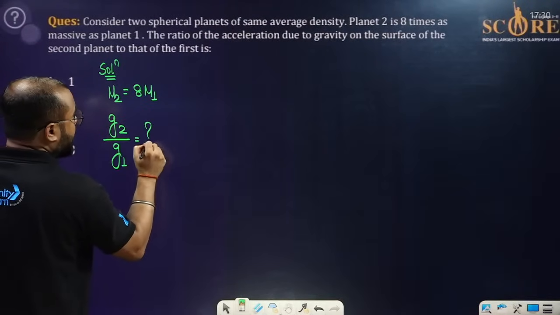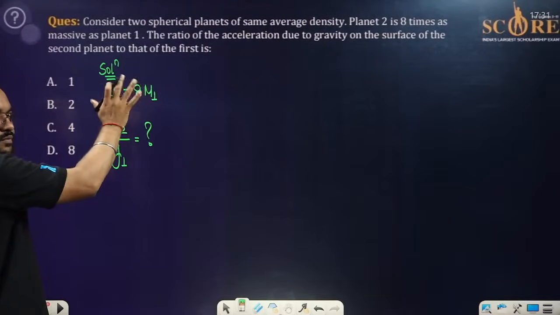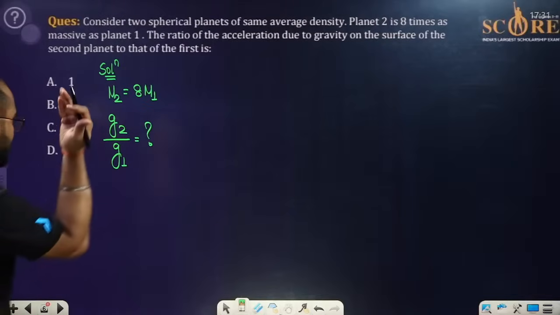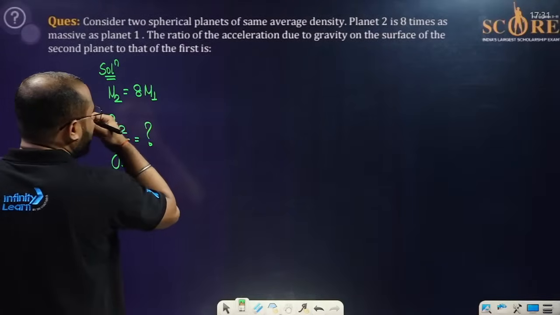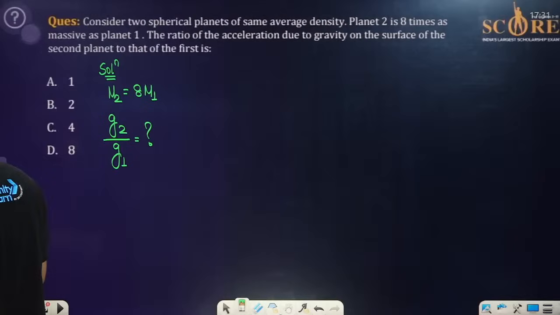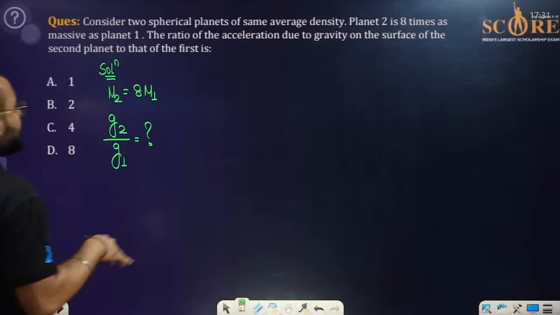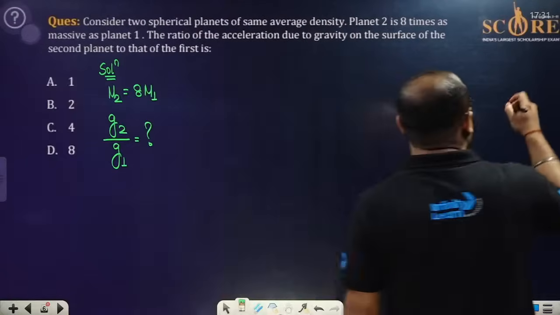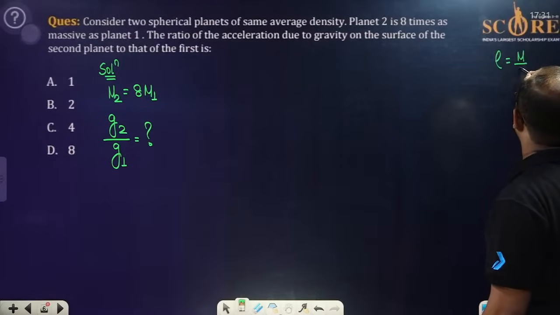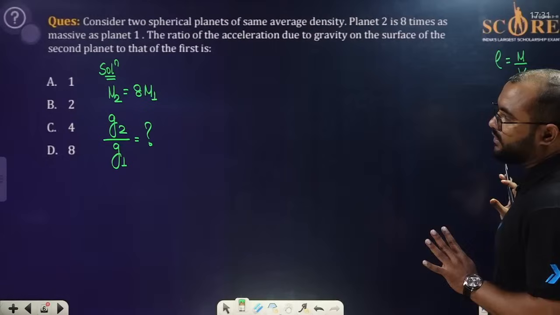We have found the difference between the masses. Let us find the difference between the radii. You are saying 8 times. Are you sure? Good. Let us find out the value of R. We know one very simple formula: density equals mass per unit volume.